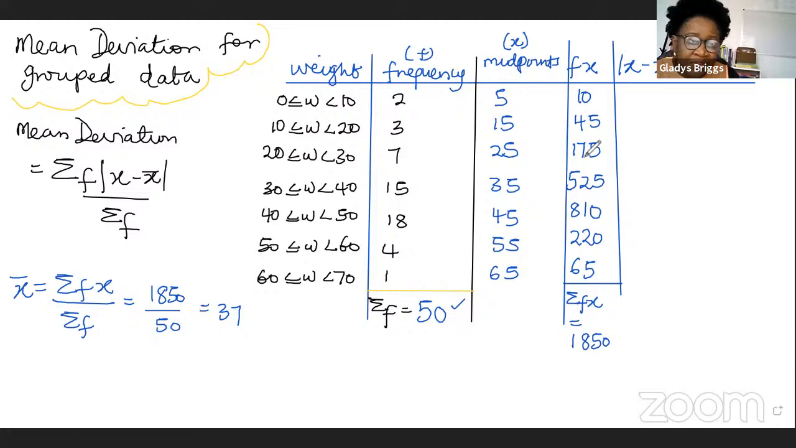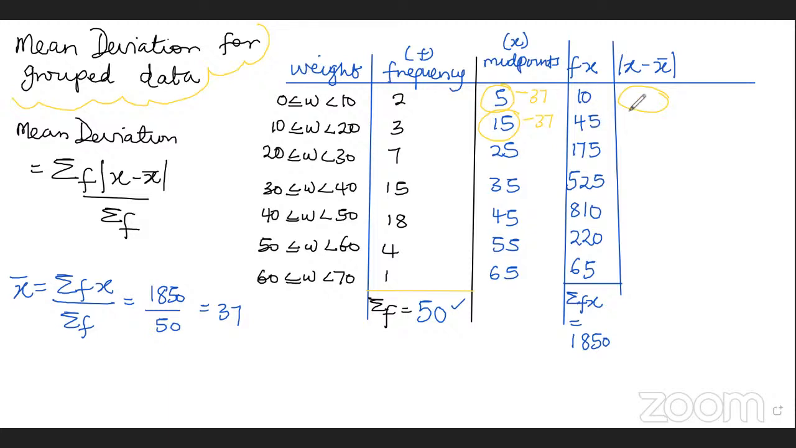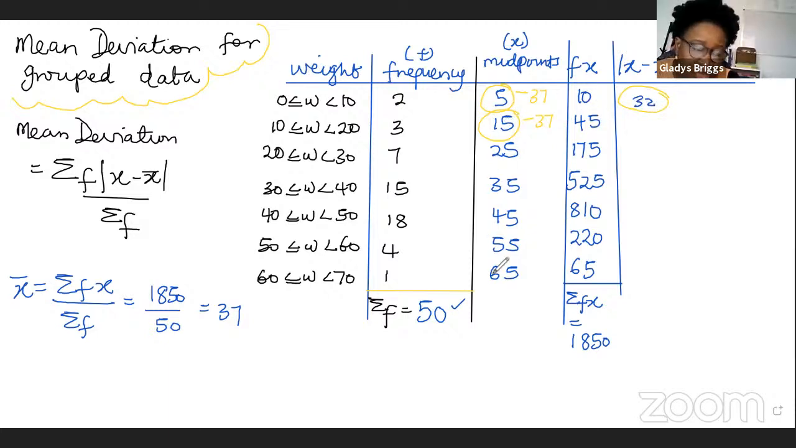So now we need to work out x minus x bar. We're going to take the absolute value of x minus x bar, all of them minus 37, and it's going to give us the answer here. So 5 minus 37 is what? 32. So we're going to write here 32, and we'll do the same for all of them.